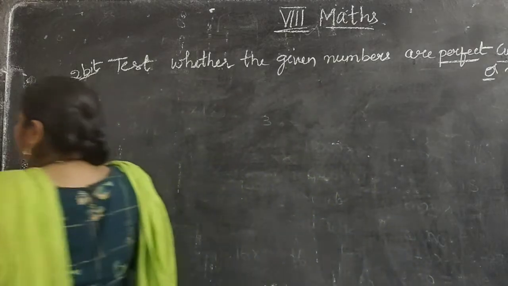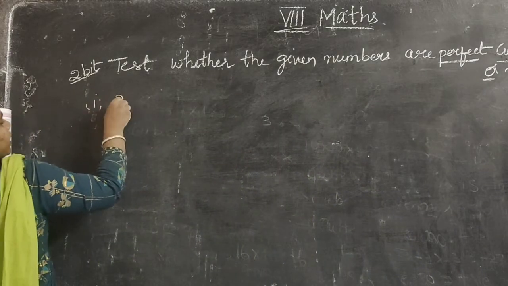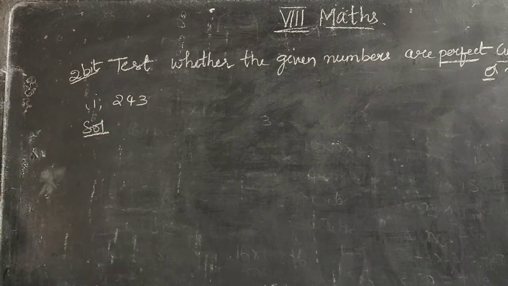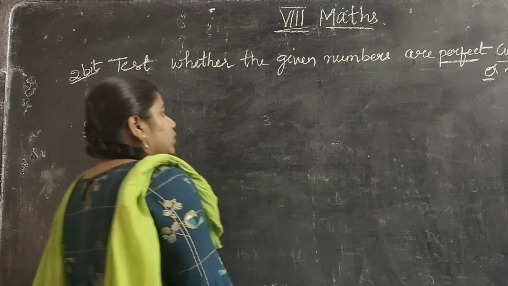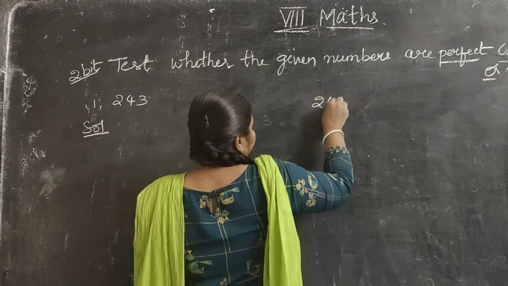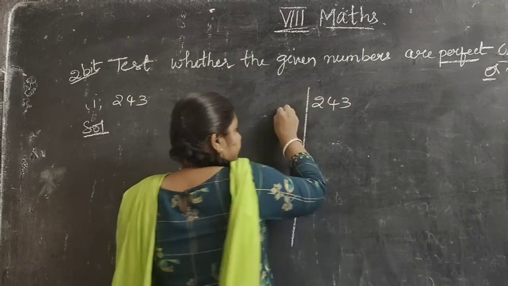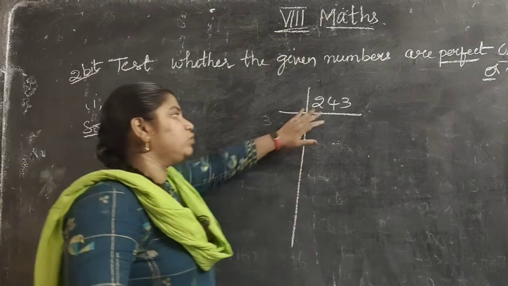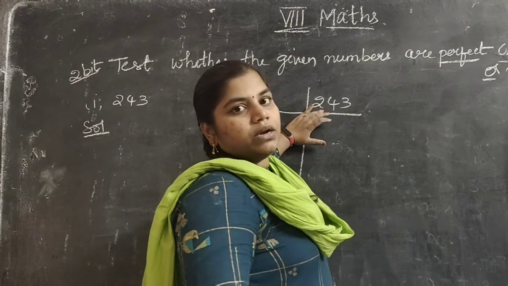to find. So first one is what? They have given us 243. So is this 243 a perfect cube number or not, we have to find. By using prime factorization we will find whether this 243 is a perfect cube number or not.